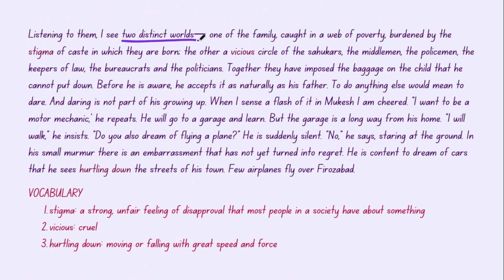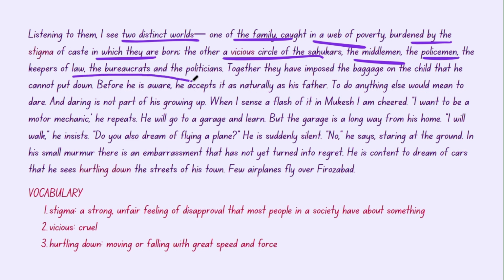Listening to them, I see two distinct worlds. One of the family caught in a web of poverty, burdened by the stigma of the caste in which they are born. The other, a vicious cycle of sahukars, the middlemen, the policemen, the keepers of law, the bureaucrats, and the politicians. Now, in these lines, Anees Jung is reflecting on the two distinct worlds that she has seen.